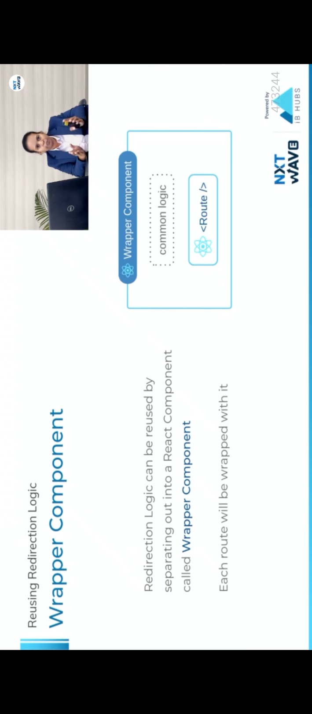So we can actually write a wrapper component which will include that common piece of logic. So for the home, for the cards, for the products, for all of these, there is a common piece of code, the redirection logic. So we can write a wrapper component which will include that common logic for all these routes, and we can include the route. Okay. So with this, the duplicacy will be removed. Okay. So let's understand how to write this wrapper component.